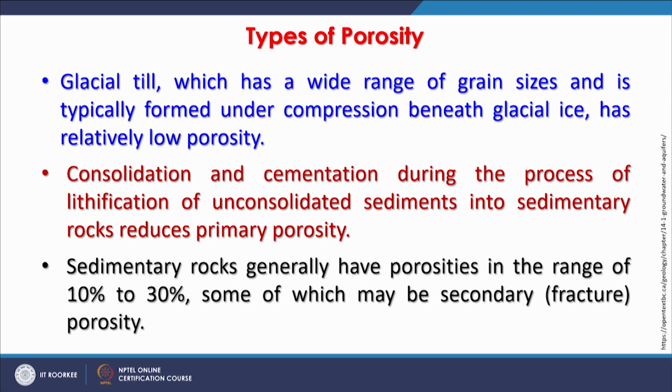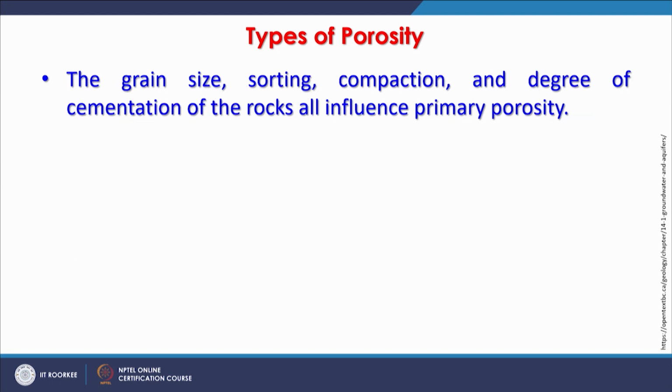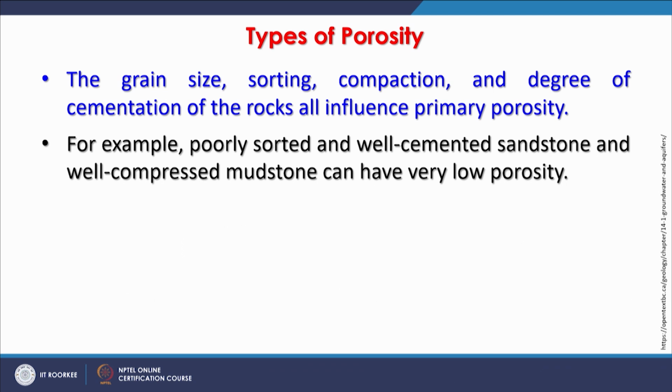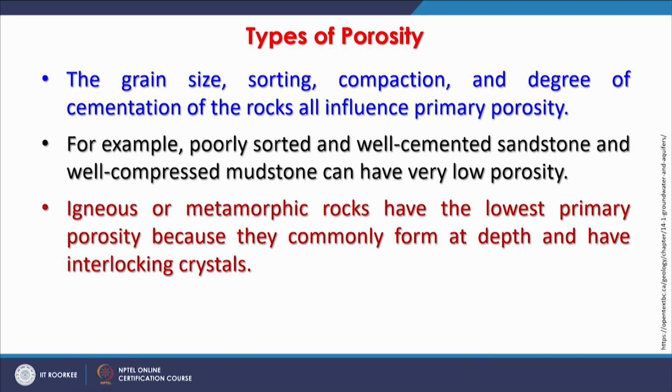But the primary porosity is whatever the porosity is when we find a material, or if weathering and other things are there, which we have already said about. Sedimentary rocks generally have porosities in the range of 10 to 30%. Examples we have seen. Most of these are ranging between that, and some which may have secondary fracture porosity also. So, the overall effective porosity, if they have fractures or even weathering, may be higher. Further, grain size, sorting, compaction, and degree of cementation all influence primary porosity, and this we have already discussed.